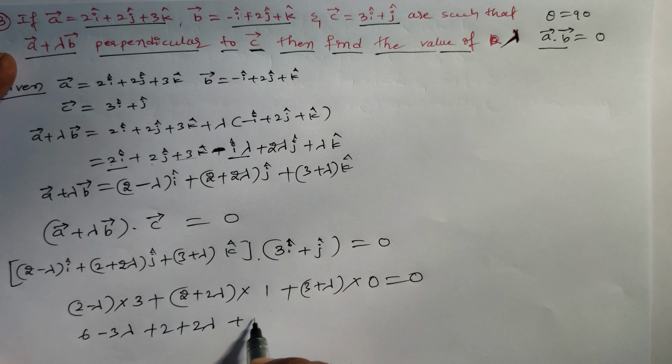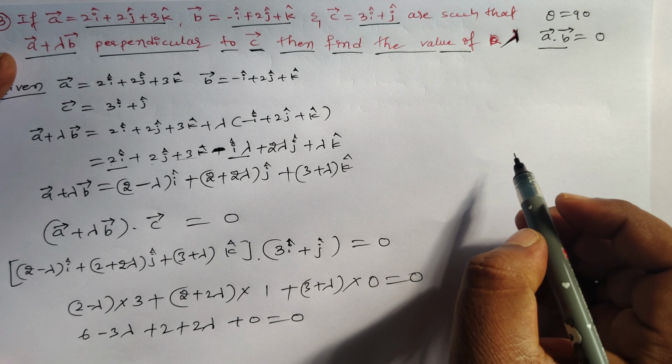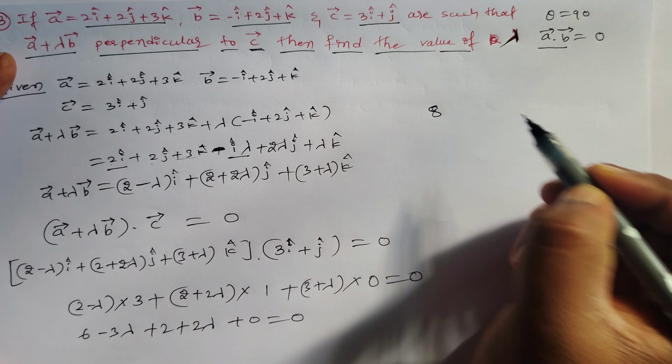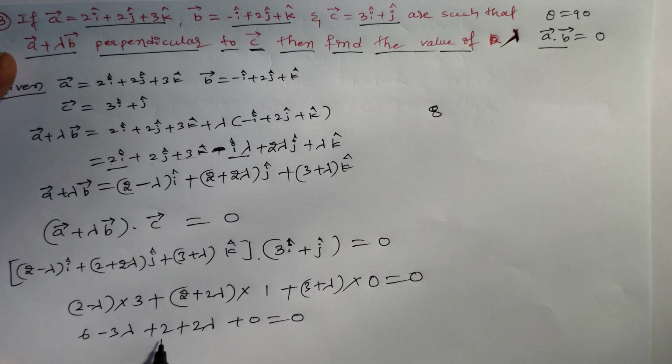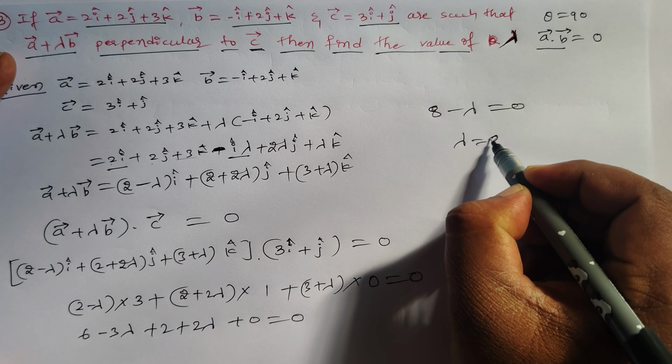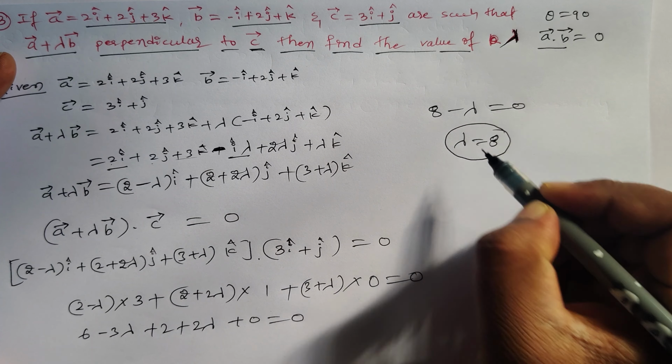So totally this becomes 0 equal to 0. Next, 6 plus 2 becomes 8, right? 6 plus 2 becomes 8, minus 3 lambda plus 2 lambda becomes minus lambda, equal to 0. Then the lambda value becomes what? 8.